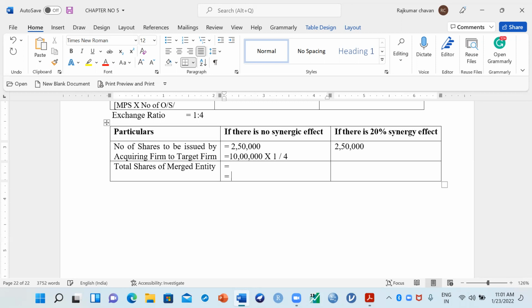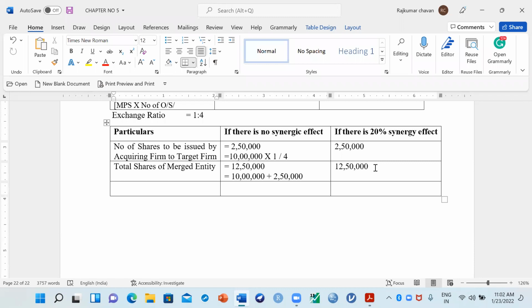So we can calculate here. 10 lakh is the total shares of the buying company, and how many shares are they giving them? 2,50,000. So it means the total shares will be 12,50,000 when they are merged. Remember, here also it will be 12,50,000. We have to show the earnings of the companies. So in both cases, we got to know there will be 12,50,000 shares if the company gets merged. Let us see further.